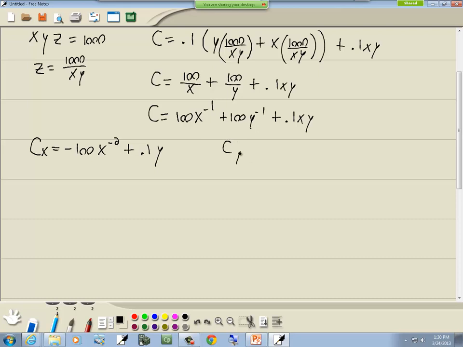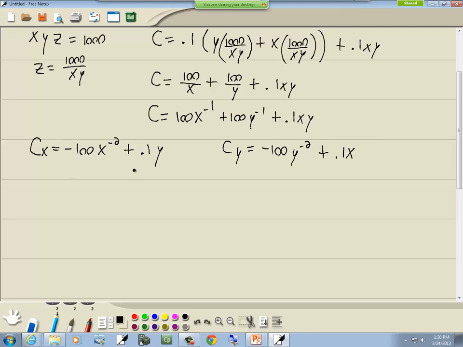Now the partial with respect to y. This just has x's in it, so that drops away. That's a constant. And here, 100y to the negative 1. Take your power, put it out in front. Lower your power by 1. And then this last part, we'll take the partial with respect to y, and that gives us 0.1x.